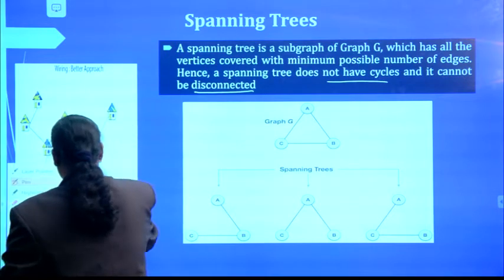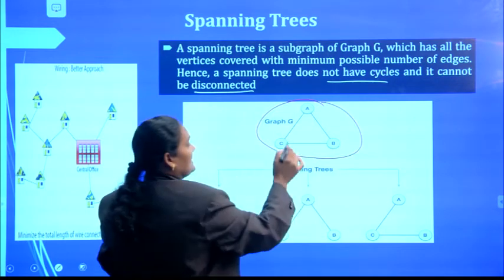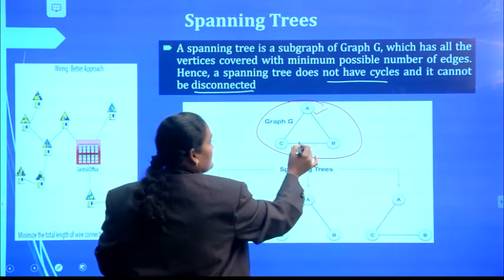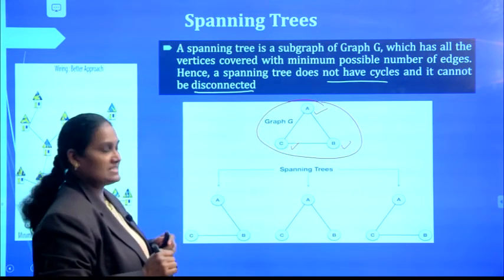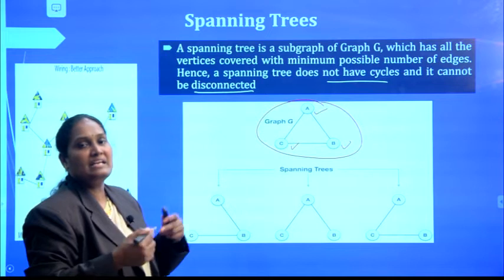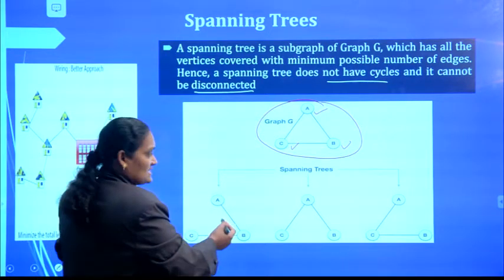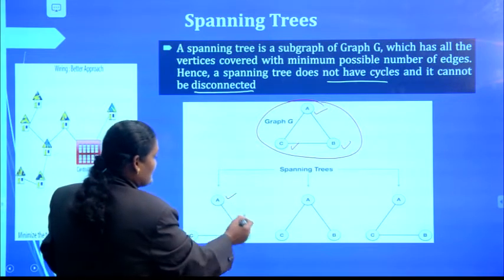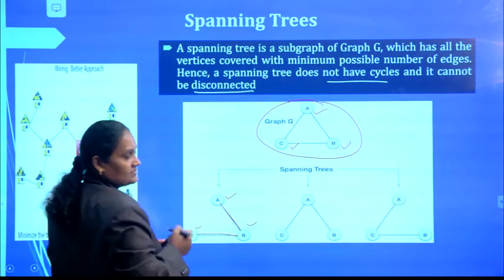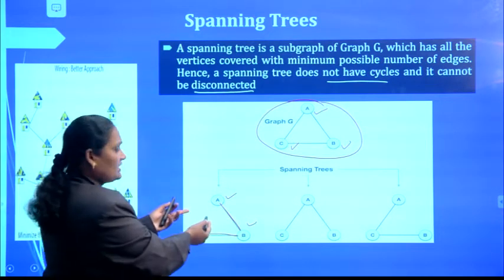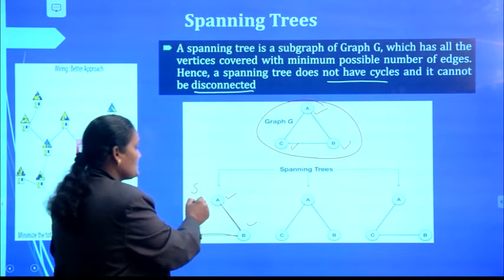Here I have given an example. This is the given graph which contains 3 vertices A, C, B. I have many spanning trees for this graph. Here this is one spanning tree, which contains the same number of vertices with these 2 edges. This does not have any cycles and is not disconnected. So this is one spanning tree.